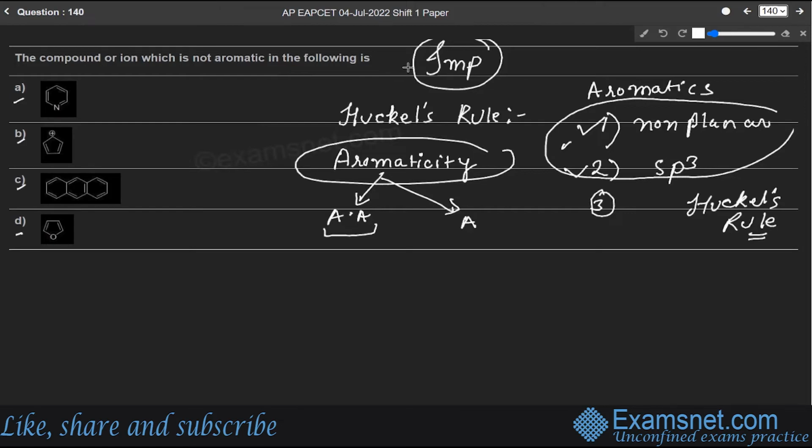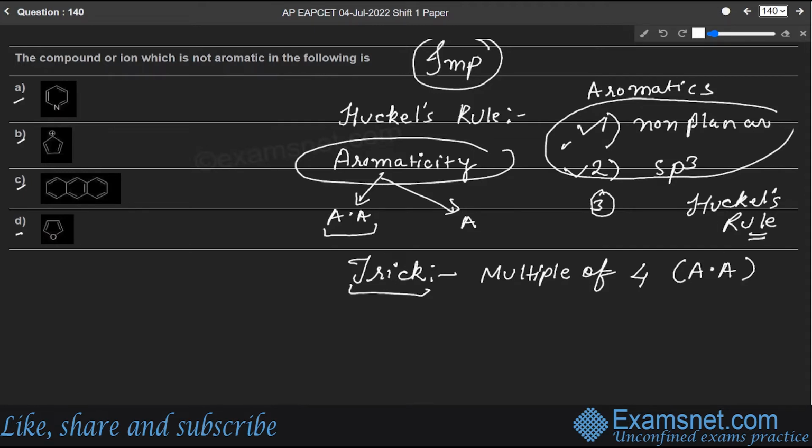But when we talk about Huckel's rule, how do you solve with Huckel's rule? There is a trick now. If your conjugation would be a multiple of 4, then that particular compound is anti-aromatic, AA.